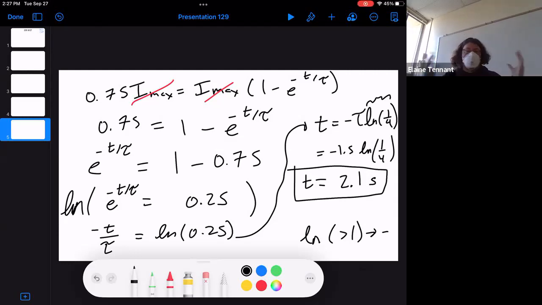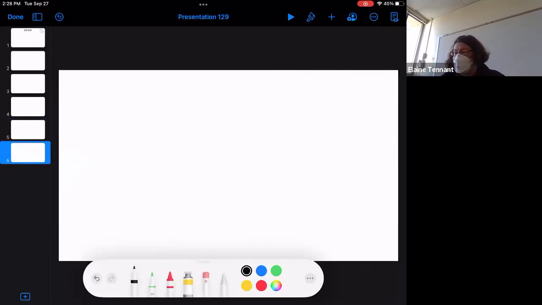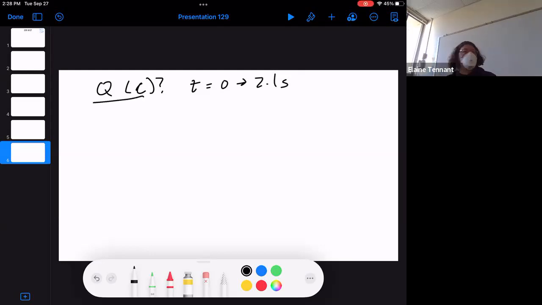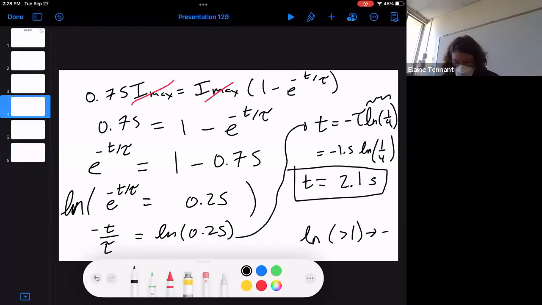Yeah, so we just had an equation. We said, okay, find the x for some y. Now we will actually do something fancier, where we want to know how much charge in coulombs passes through a point in the circuit as the current increases from 0 to 0.75. So as we go from t equals 0 to 2.1 seconds, how much charge passes through this circuit? Does that make sense? Okay.